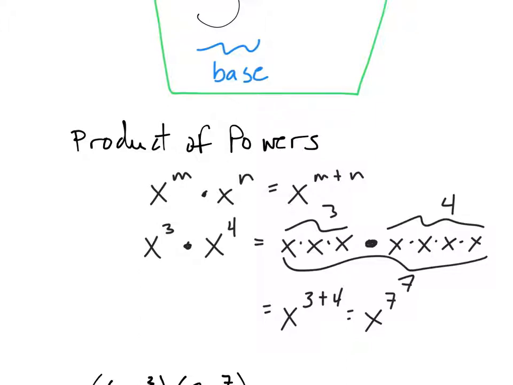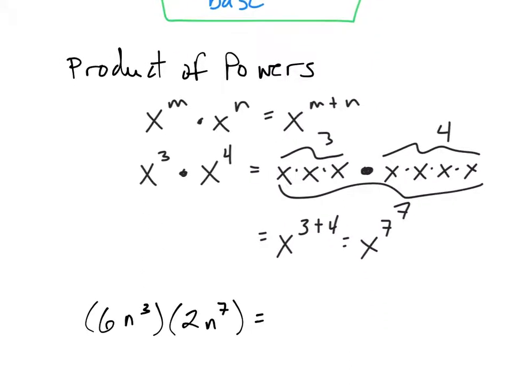Let's try one. Let's play with 6n to the third power times 2n to the 7th power. What do you think is going to happen with this one? How is this going to work? Yep. Would you multiply the bases and then add the exponents? I find it vaguely humorous that you say it that way. That is exactly the same way that someone in my third period class said it, right? Exact same phrase. And I'm going to say the exact same thing.